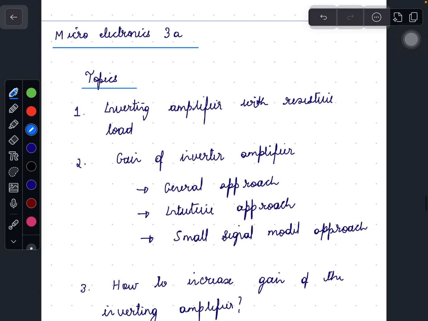Inverting amplifier with resistive load. How to find the gain of an inverting amplifier? Using three methods. One is the general approach, second is the intuitive approach, third is the small signal model approach, and then I will explain how we can increase the gain of an inverting amplifier.